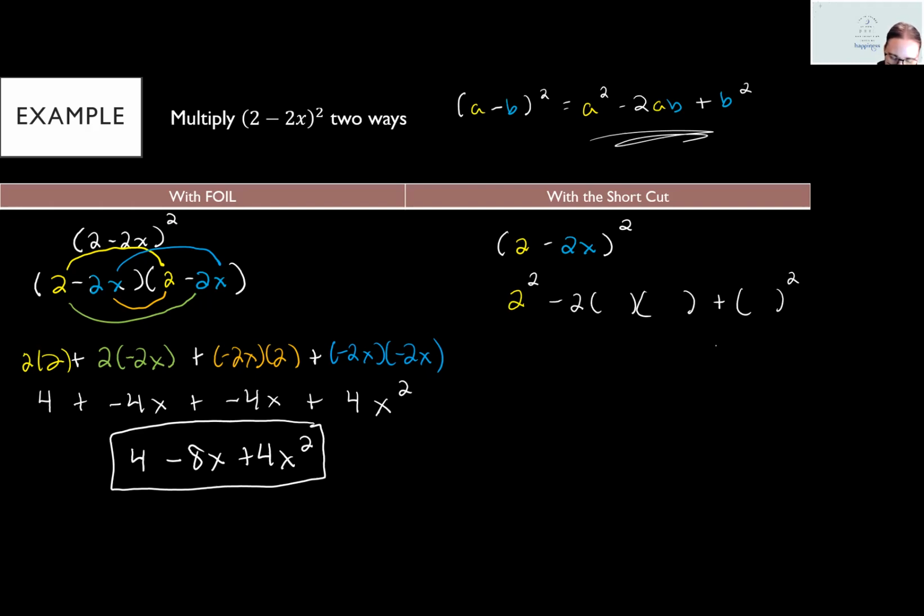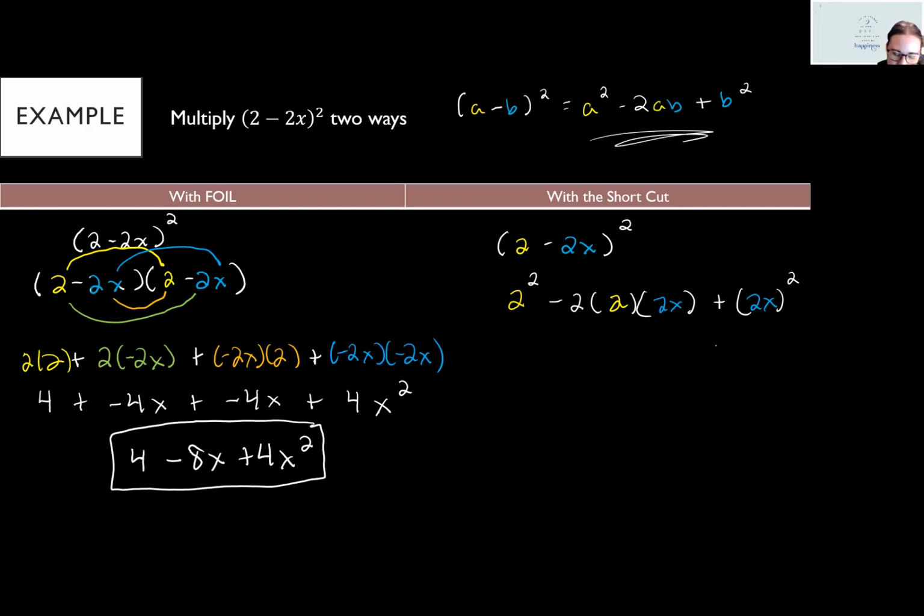So A is 2, so I'm just going to plug that number in. And then B is 2x, so I'm going to plug that number in. So I'm just following my color coding with my formula. If you find letters confusing, which a lot of people do when you're learning algebra, you can just think of it in colors as well, and then just match your colors up in the positions and where they go.